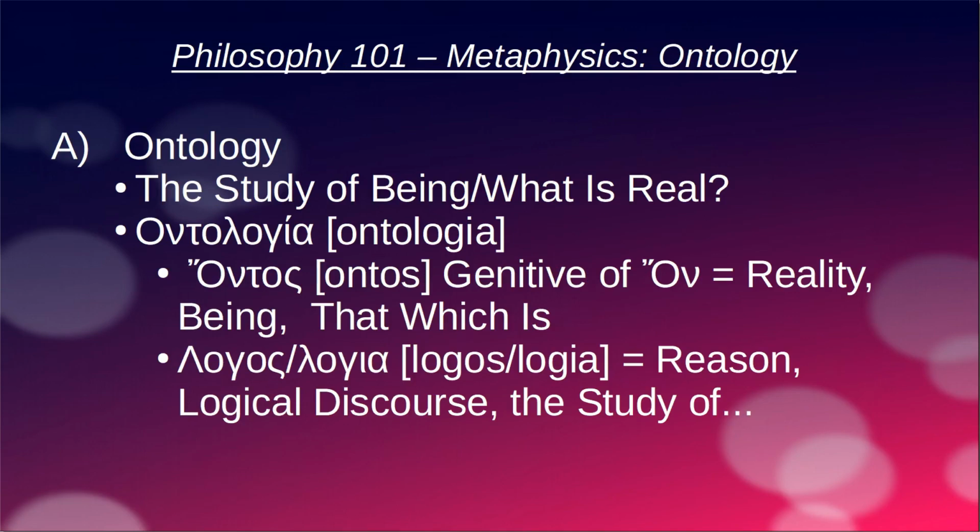Now, ontology is the study of being, or what is real. It comes from ontologia, ontos, which is genitive of on, and on is the Greek word for reality, or being, that which is. Logos, or logia, means reason, logical discourse, or the study of something.